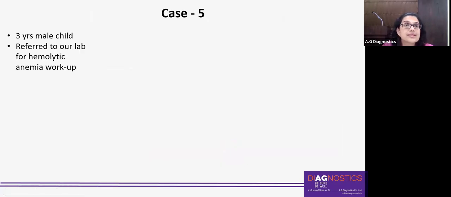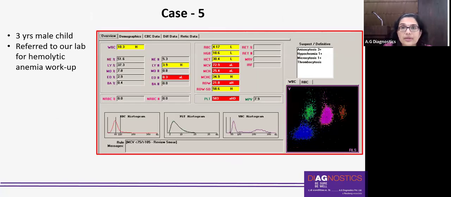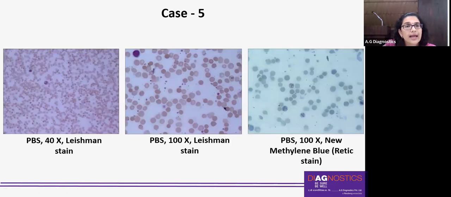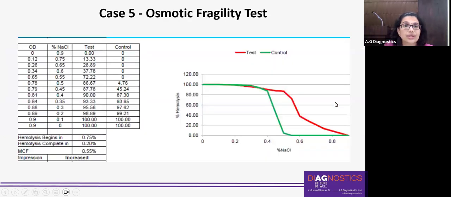The next case is that of a 3 years male child who was referred to the lab for hemolytic anemia workup, with low hemoglobin and wide RDW. RBC indices were more or less normocytic for this age group, I would say mild microcytic. The peripheral blood smear showed the presence of spherocytes with polychromasia, and increased reticulocyte count. We did the osmotic fragility test in this case, which was increased.